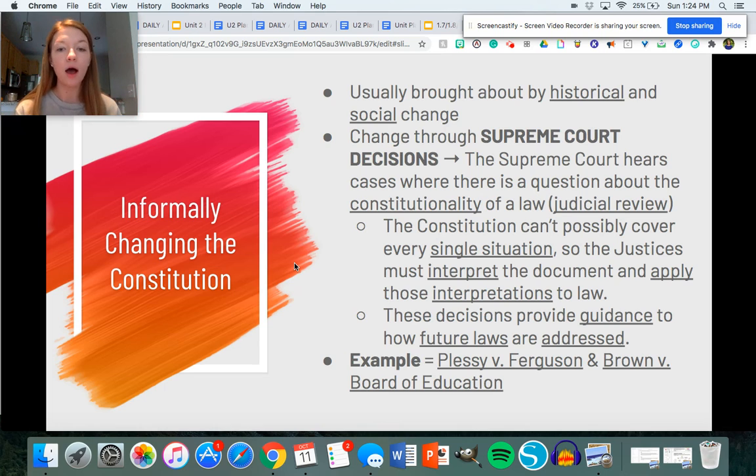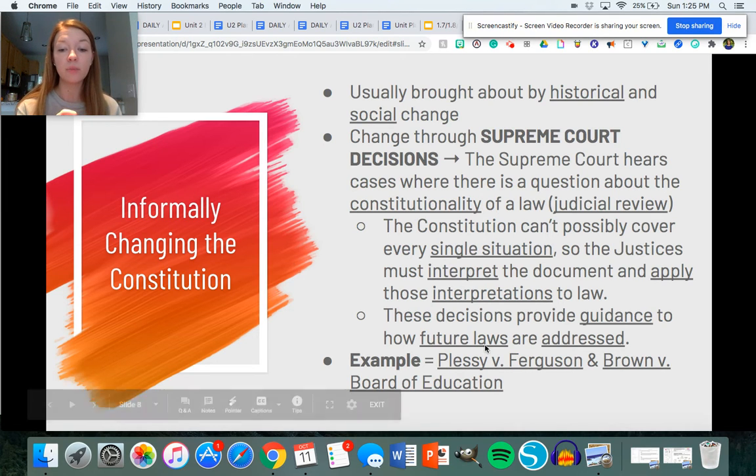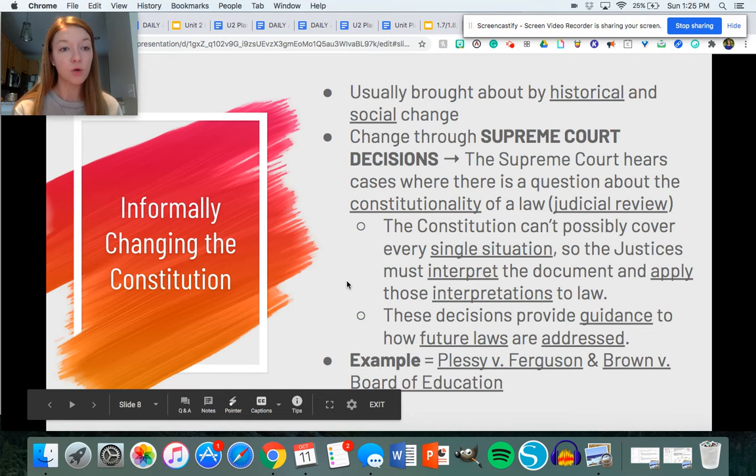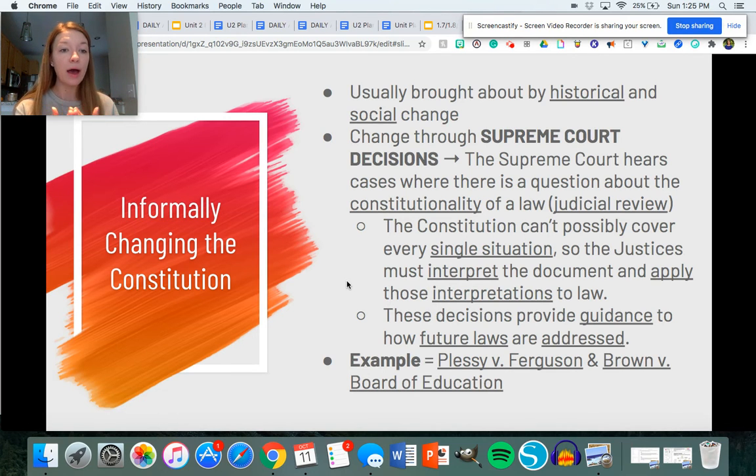So, for example, I have two court cases here, Plessy versus Ferguson and Brown versus Board of Education. You may have heard of these. So, in our example, we're going to start with Plessy. Plessy versus Ferguson is that Supreme Court case from the late 1800s, I believe. But they are going to say that separate but equal is constitutional. So this is going to be the case that is going to legalize racial segregation. So as long as you have separate facilities, as long as they are equal, that is constitutional.